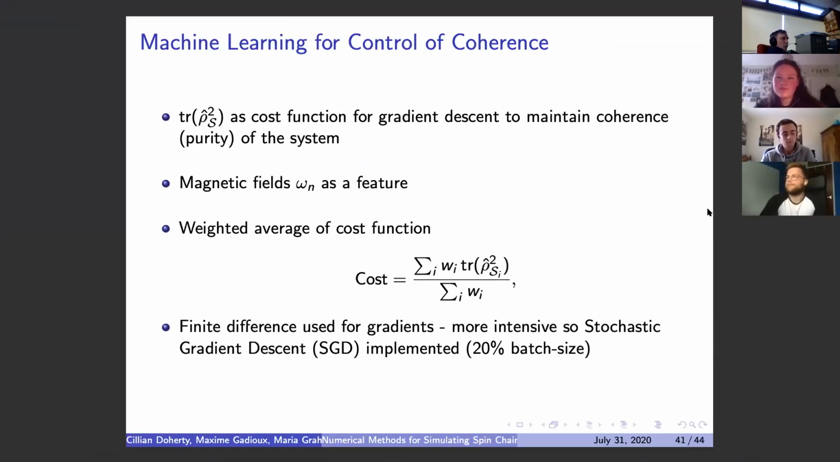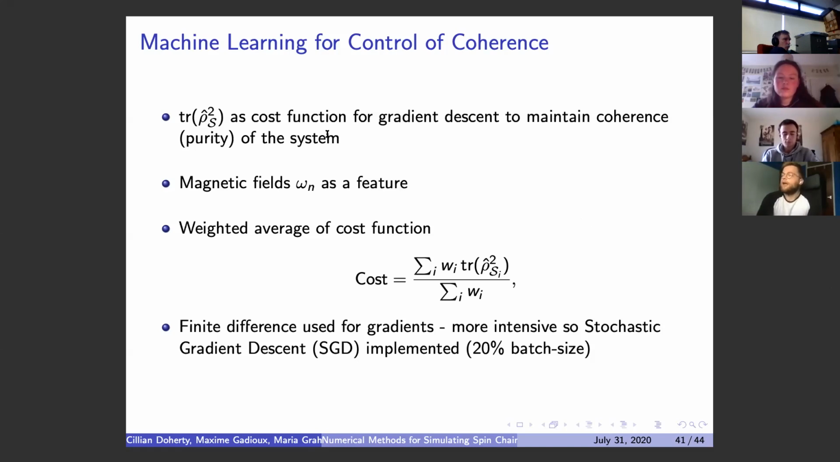Yeah. Okay. So after we had developed this framework, it seemed quite natural to try and come back and connect it with the work that we had done with machine learning, because as Maxime was saying, we were left with quite a few questions about the behavior of the spin chain. So we looked at seeing if we could use this quantum control framework that we had developed previously to try to maintain the purity of the system, which we took to be a measure of the coherence.